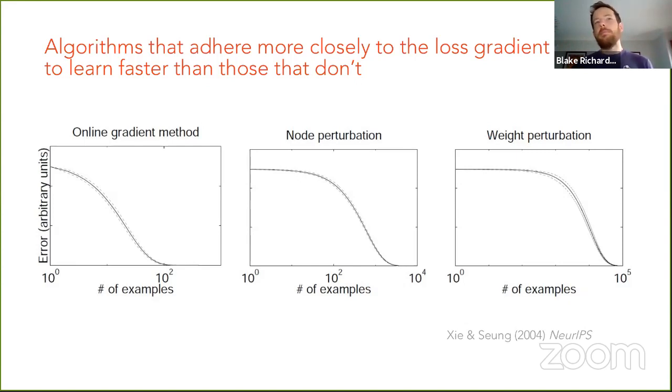And so this is a plot from a paper by Zee and Sung where they're looking at the speed of learning for online gradient methods, like full gradient descent. Here we've got node perturbation and weight perturbation. And what you can see is that the number of training examples required to achieve low loss with online gradient descent is much fewer than those required from node perturbation or weight perturbation.